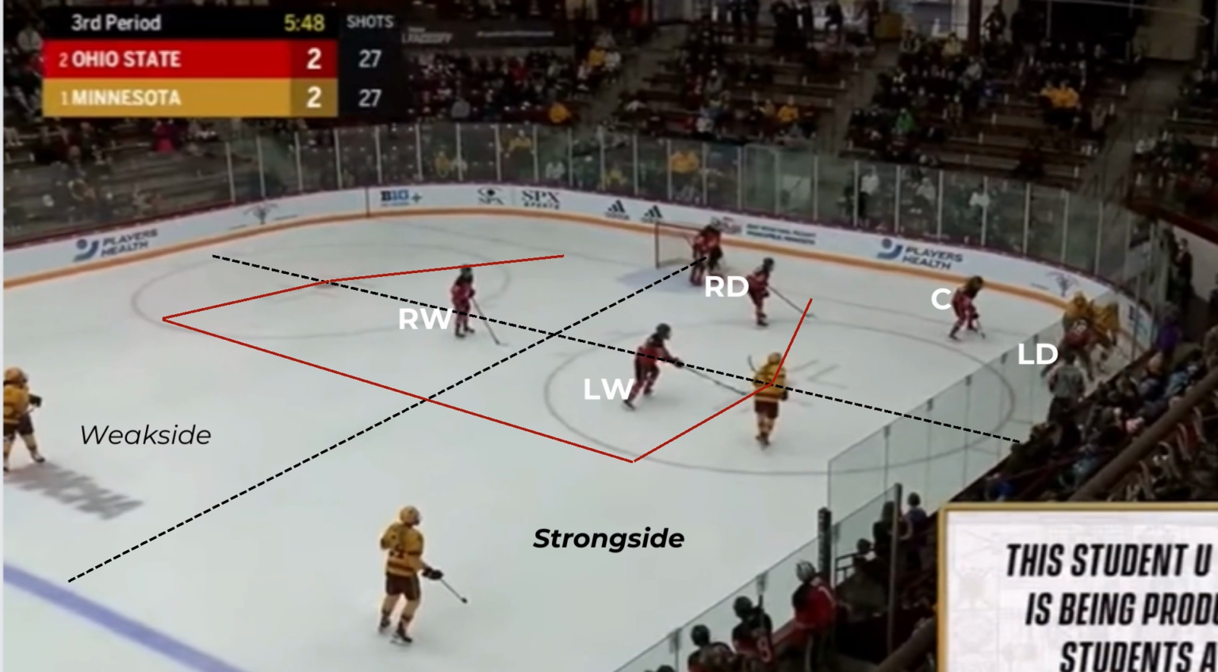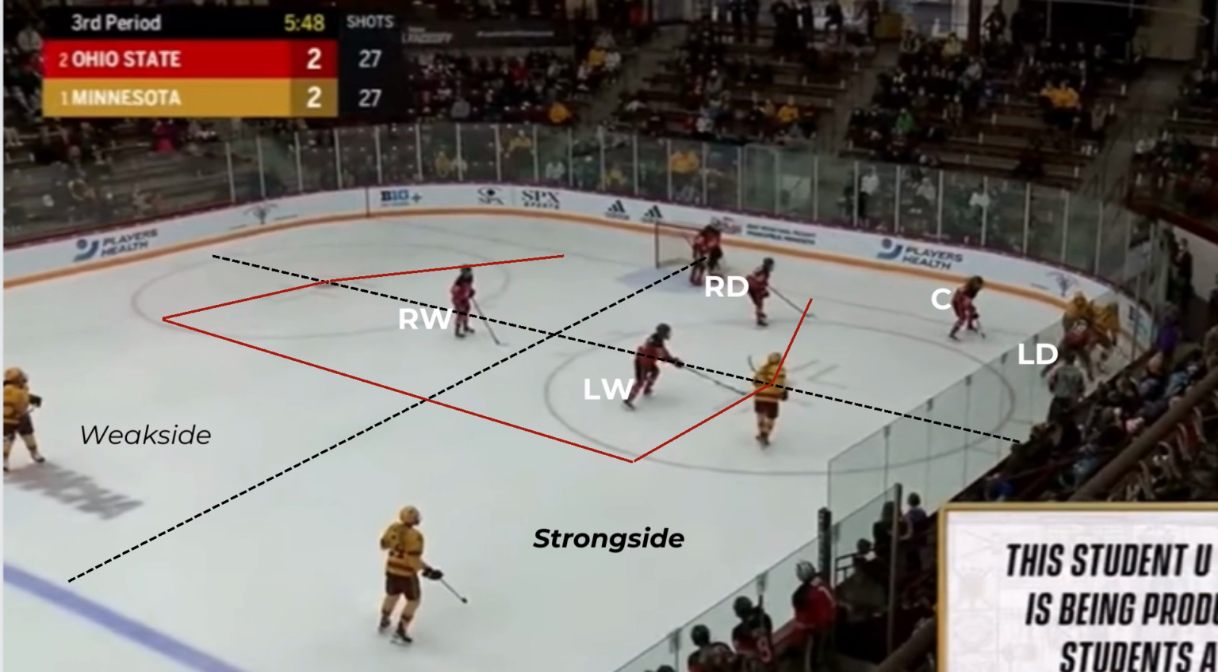The right wing is in the role of the weak side wing, and she is close to the middle of the house. The right D is in the role of the weak side defense. She is responsible for guarding the front of the net. It is worth noting that in this picture, she has moved slightly closer to the puck because the opponent doesn't have anyone near the front of the net.